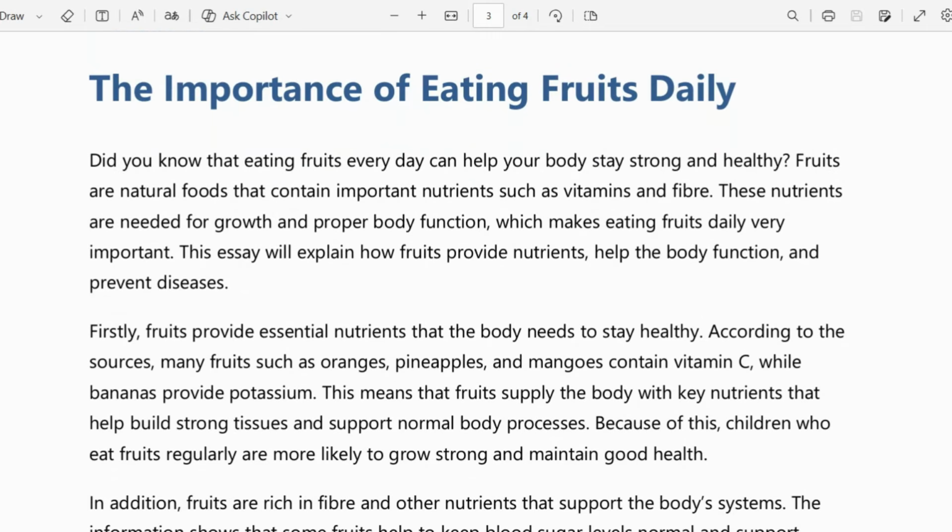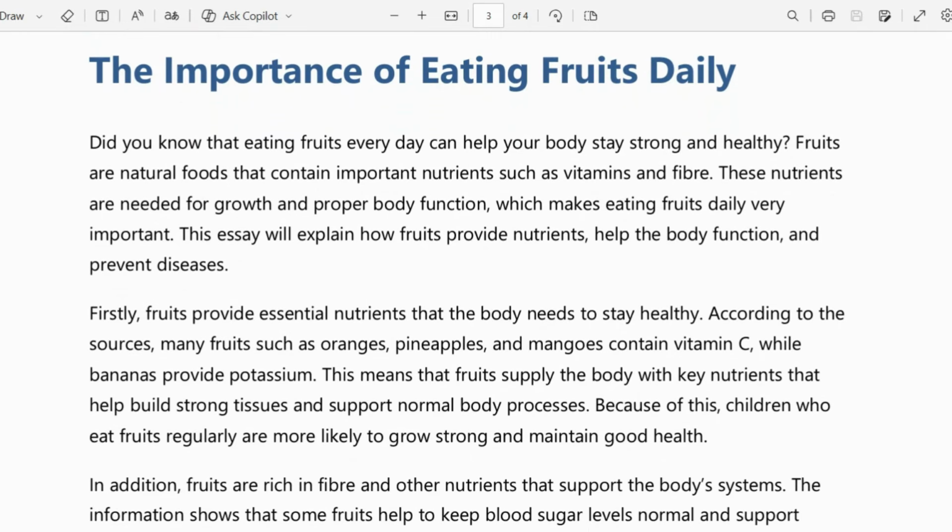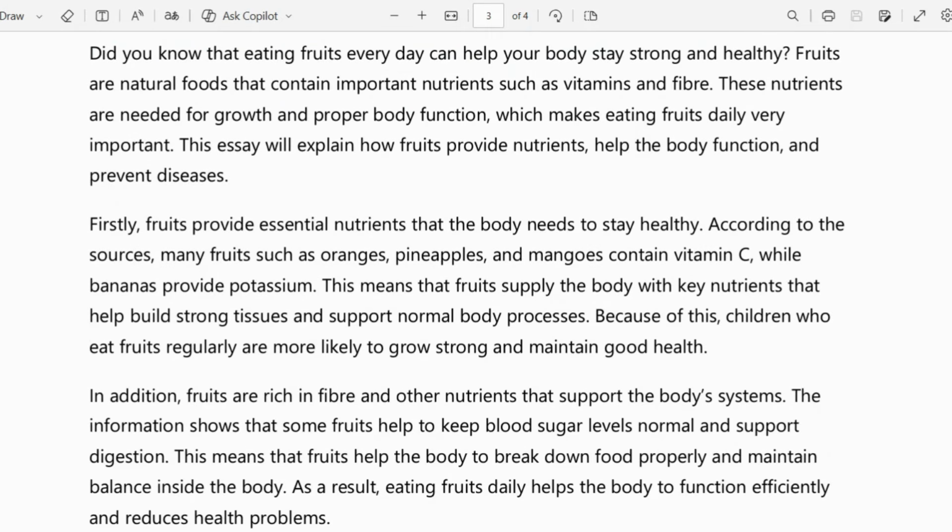Did you know that eating fruits every day can help your body stay strong and healthy? Fruits are natural foods that contain important nutrients such as vitamins and fiber. These nutrients are needed for growth and proper body function, which makes eating fruits daily very important. This essay will explain how fruits provide nutrients, help the body function, and prevent diseases.